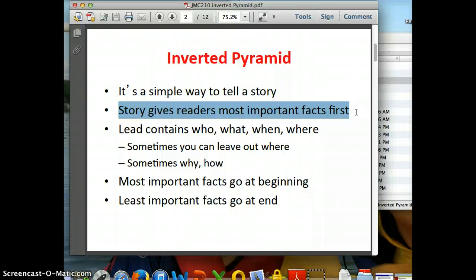Very simple. As opposed to a narrative story that winds its way through the story and maybe gives some important information in the middle or even at the end. Not the inverted pyramid. The inverted pyramid gives the most important fact first.